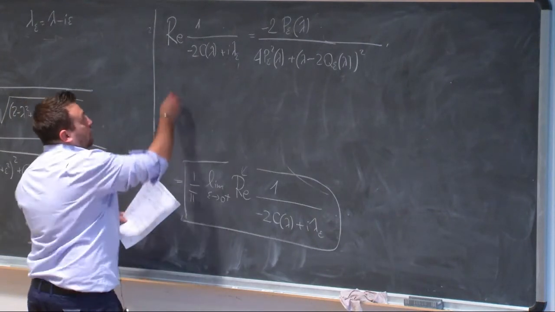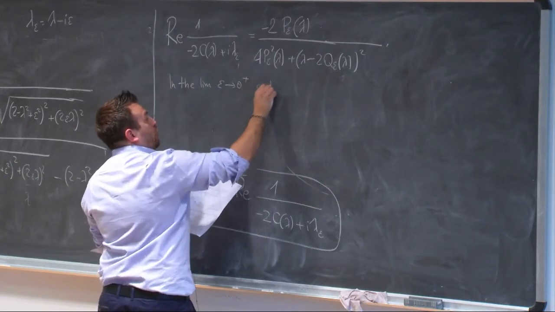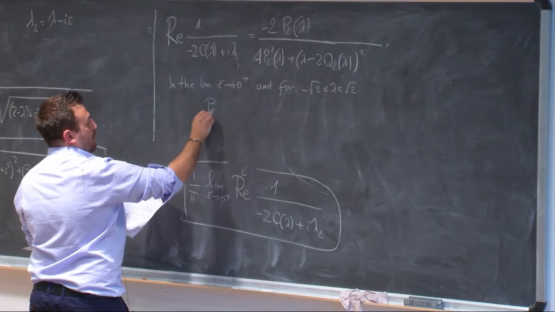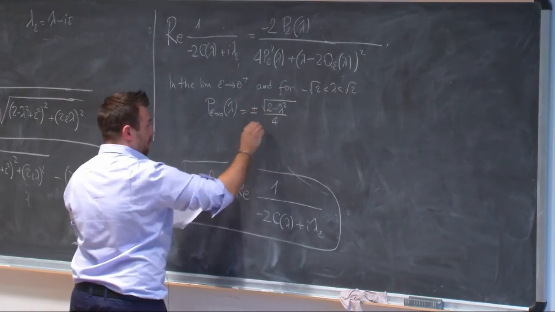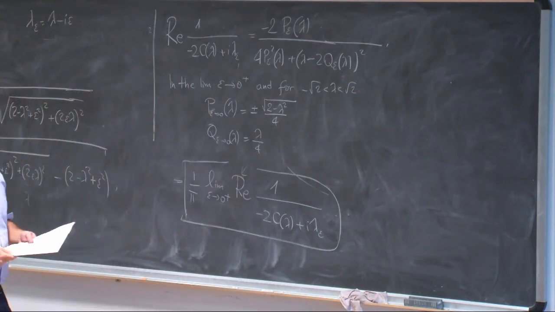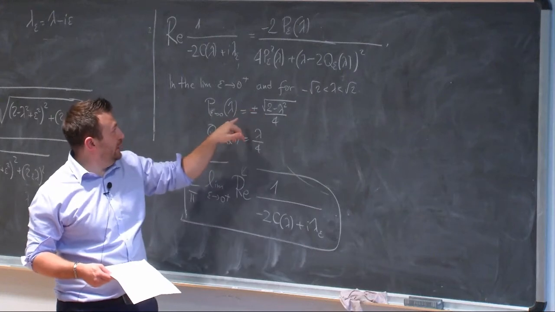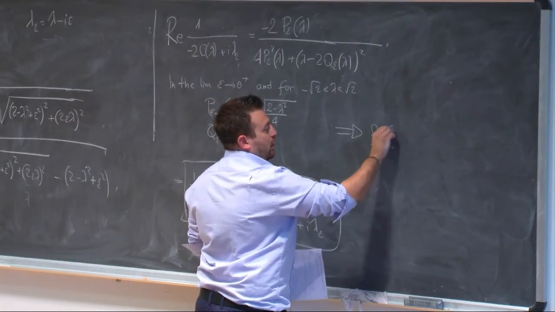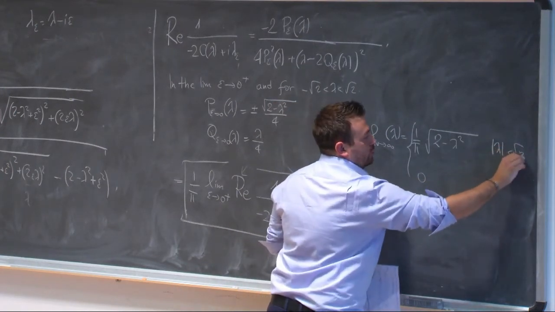So in the limit epsilon to 0 plus and for minus root 2 smaller than lambda smaller than root 2, we have that P epsilon to 0 of lambda converges to plus minus root of 2 minus lambda square over 4. And Q naught of lambda converges to lambda over 4. So if you now plug this object here and this object here, and you do your simplification, picking the right sign and dividing by 1 over pi, what you get is that rho n to infinity of lambda is 1 over pi root of 2 minus lambda square for lambda smaller than root 2 and 0 otherwise.